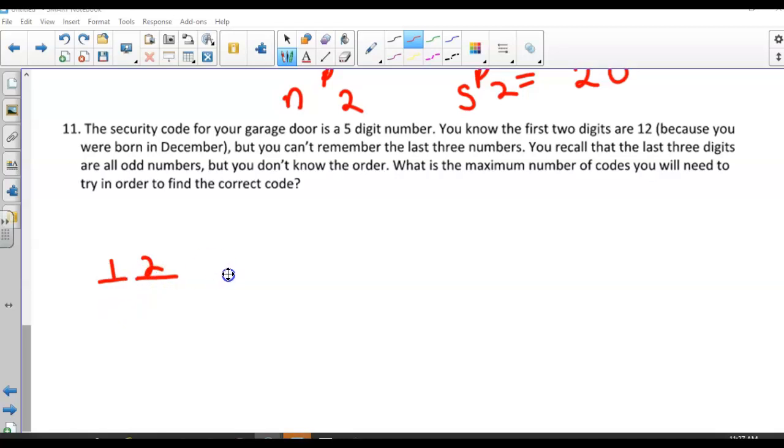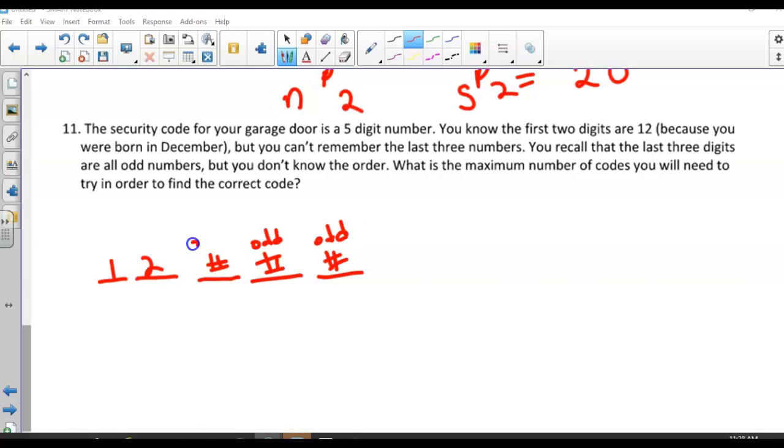But you remember that the last 3 digits are all odd numbers, but you don't know the order. What is the maximum number of codes you would need to try in order to find the correct code? All right, so that's a number, it's odd. That's a number, it's an odd number, and this is an odd number as well. All right, these are all odd numbers.